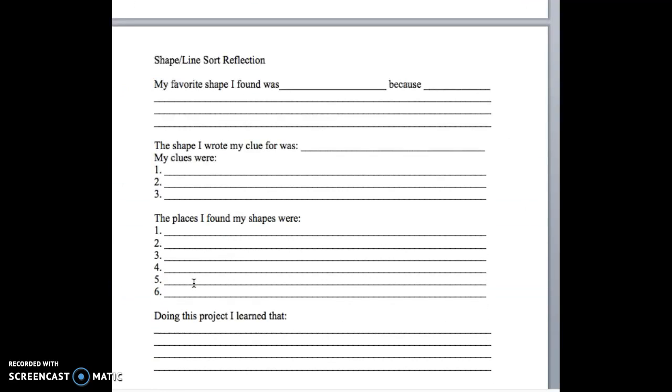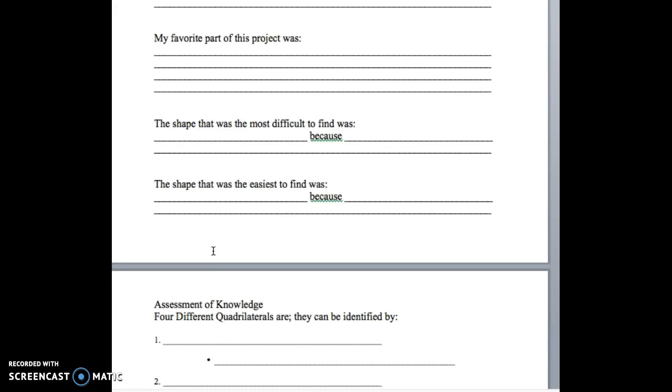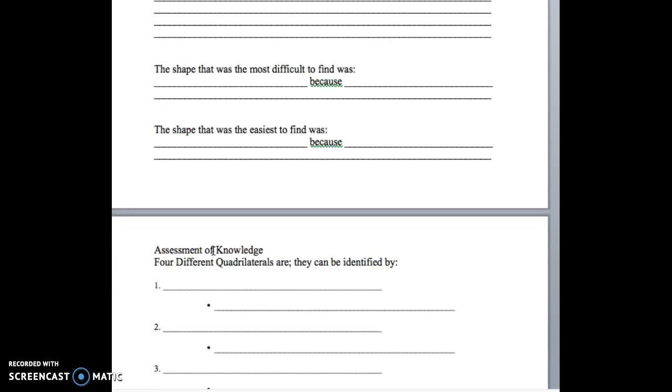Lastly, I included the reflection that I want my students to fill out at the end of this activity. This will also be something that I use to see if the students understand. They'll talk about their favorite shape, what they wrote their clue for, what their clues were. This is a way for them to brainstorm for their iMovie as well as be prepared and for me to know what they've learned.